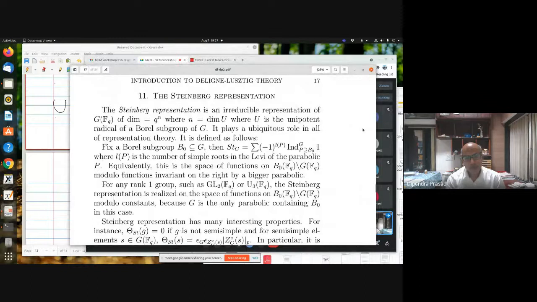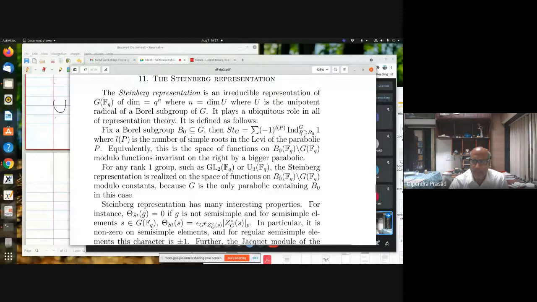I did not define the Steinberg representation. It plays a very, very important role in the whole development of the subject. And it is, of course, defined very simply as alternating sum of induction from P to G of the trivial representation. And there is this alternating sign starting with the Borel with sign 1, and the next parabolic sign minus 1, the next parabolic sign 1, and so on. And it is the alternating sum. Equivalently, this is the space of functions on G mod B, modulo functions invariant on the right by a bigger parabolic. For any rank 1 group such as GL2 or U3, the Steinberg representation is realized on functions on G mod B modulo constants, because G is the only parabolic containing B.